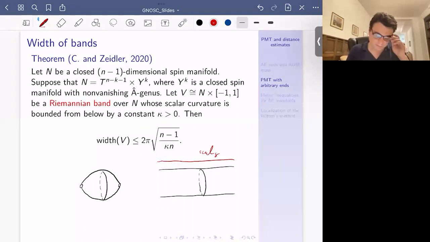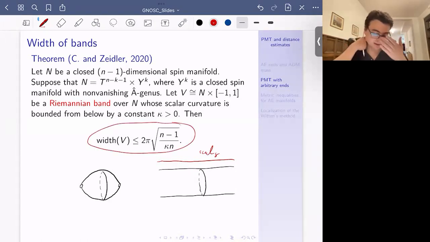So the main point here is the following: if you take a Riemannian band, where N is a manifold with non-vanishing Hausdorff genus, then this is due to myself and Rudolf Zeidler, you get the same estimate. The main point of this estimate is not what must happen to the geometry, which is clear because you cannot have scalar curvature uniformly positive and complete. The main point is that this upper bound only depends on the dimension of the manifold and on the positive lower bound of the scalar curvature.